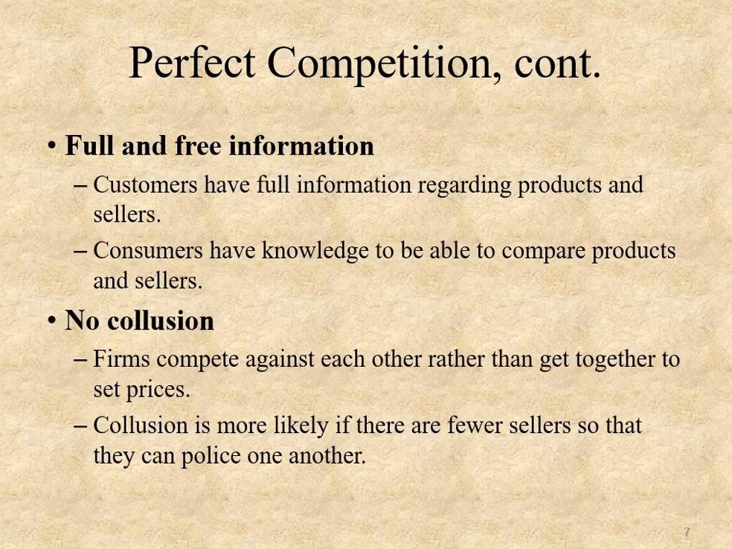Okay, moving on. In perfect competition, you have full and free information. Customers have full information regarding products and sellers. Consumers have knowledge to be able to compare products and sellers. There's no collusion in perfect competition. Firms compete against each other rather than get together to set prices. Collusion is more likely if there are fewer sellers so that they can police one another. Again, collusion is against federal law, but attempts are made quite often to collude.